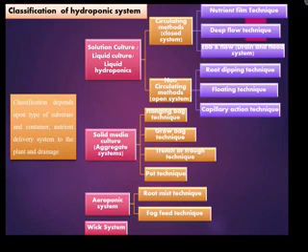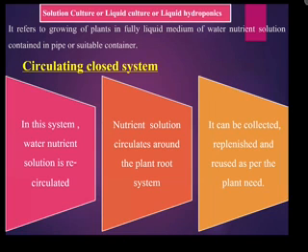Broadly, this hydroponic setup is being classified. So first we see the solution culture, or liquid culture, or liquid hydroponics. So what does this liquid culture mean? In this liquid type of hydroponics, the water nutrient solution is always flowing through the system. It will be recirculated in the system, and the nutrient solution will be circulating around the plant root system, and whatever water we are using in that setup will be totally recirculated.